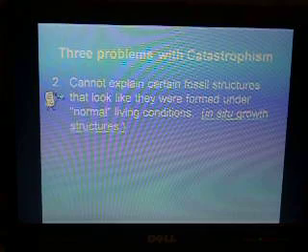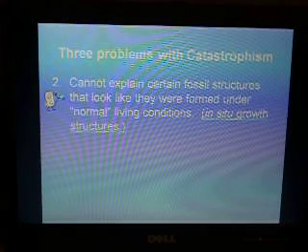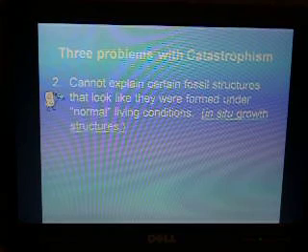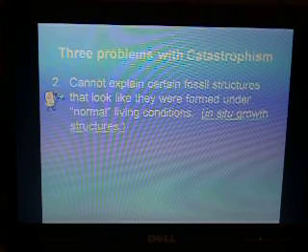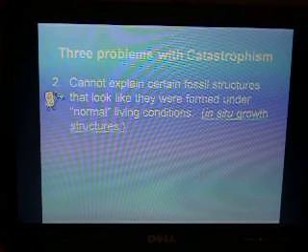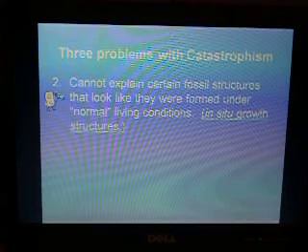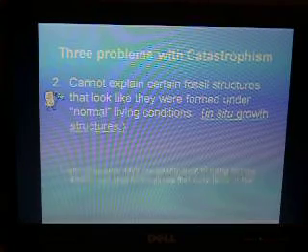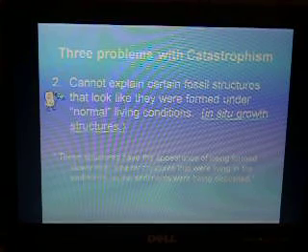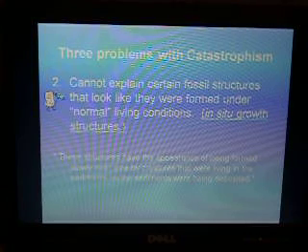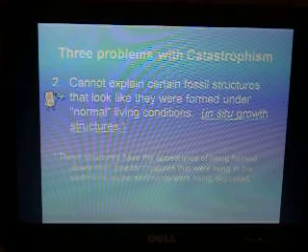Another problem with the theory of catastrophism is that it cannot explain certain fossil structures that look like they were formed under normal living conditions. These are called in situ growth structures. Now this is kind of a confusing discussion here, and I actually went out on the internet a couple years ago trying to find more information, and there wasn't a whole lot out there. But Dr. Weil says in the book that these structures have the appearance of being formed slowly over time by creatures that were living in the sediments as the sediments were being deposited.